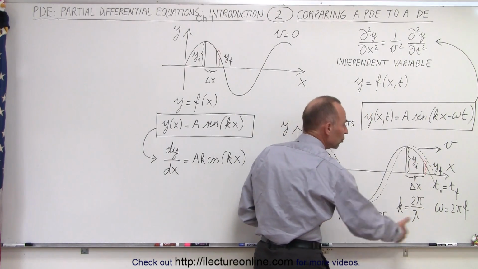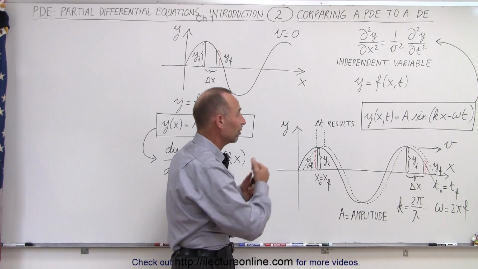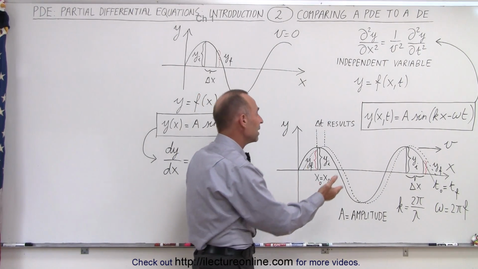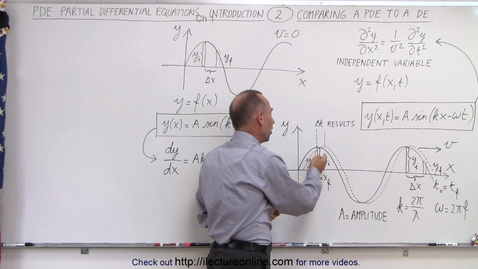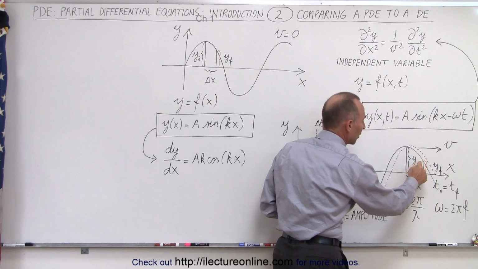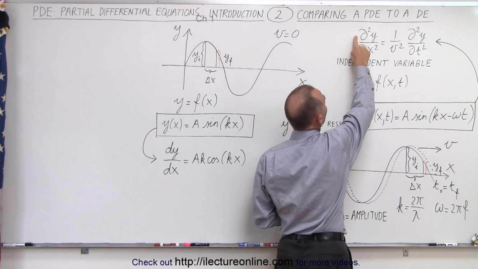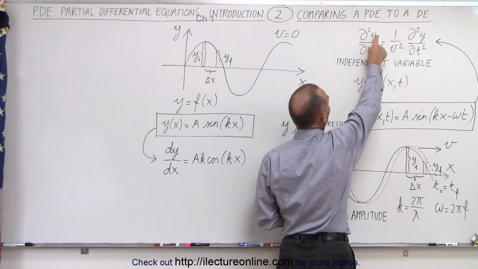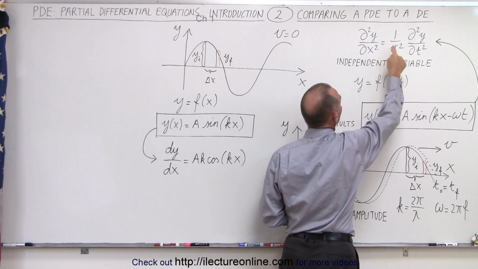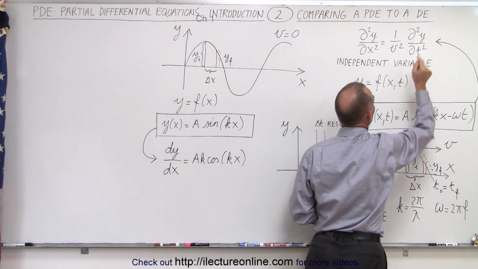And if we want to put that into a single equation, a single differential equation, we need a partial differential equation where we can take the partial derivative of y with respect to one variable and the partial derivative of y with respect to the other variable. So here's the equation. The second partial derivative of y with respect to x equals 1 over the velocity squared times the second partial derivative of y with respect to t.